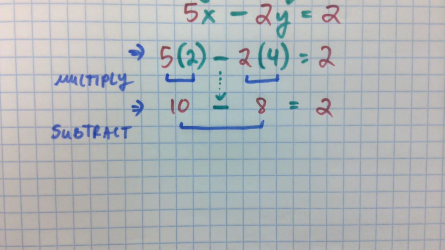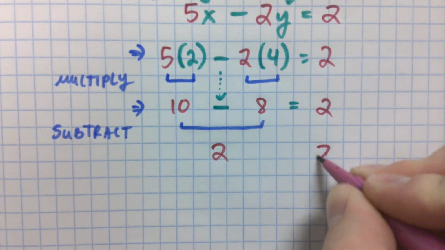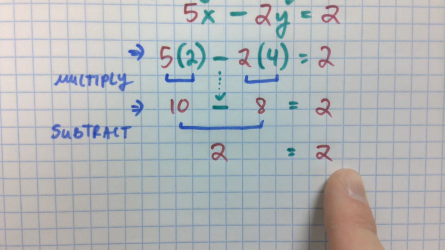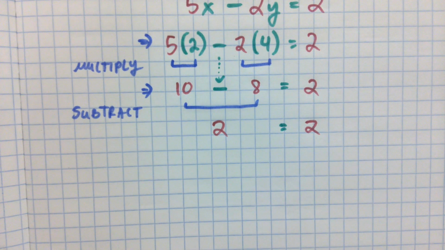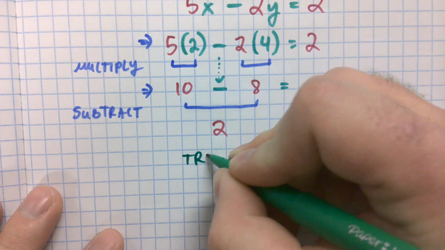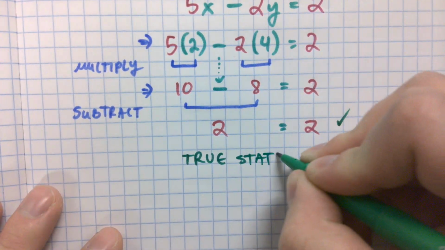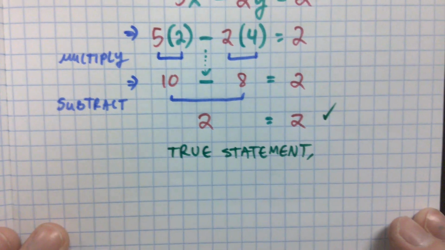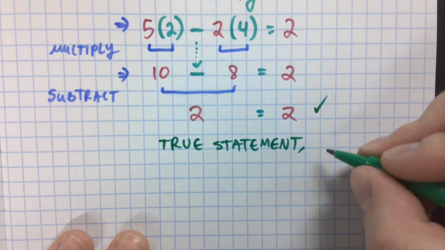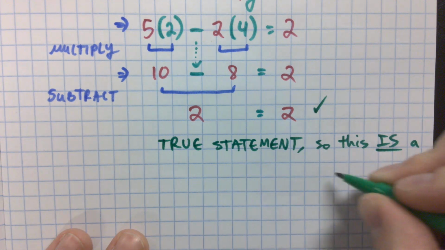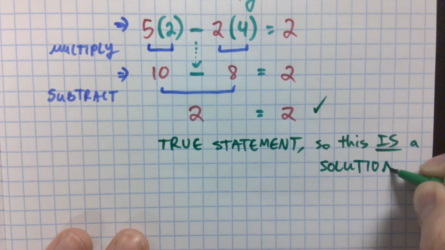Now we're going to subtract. What's 10 minus 8? 2. And we get the statement 2 is equal to 2. Is that a true statement or a false statement? True. 2 is equal to 2 is true. That is a true statement. So this is a solution.